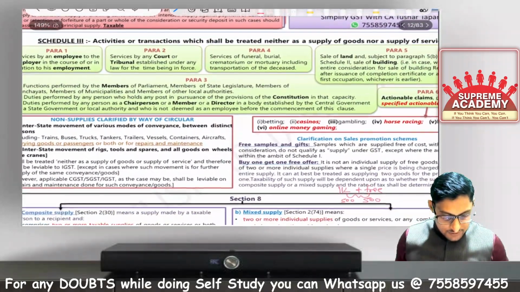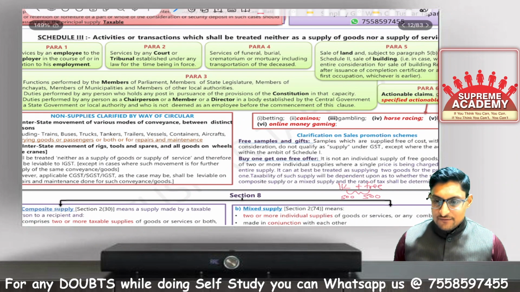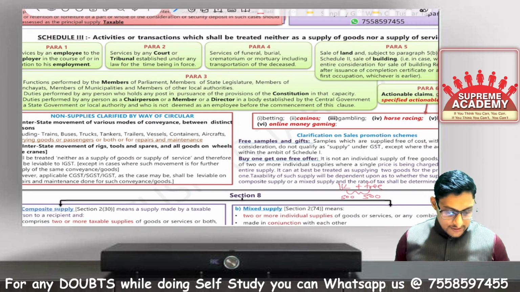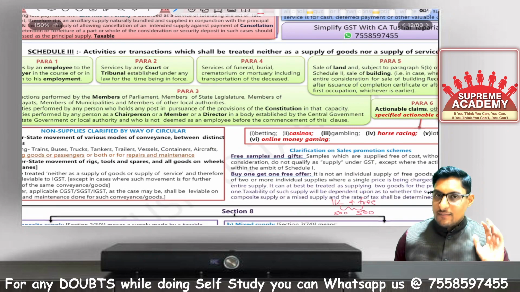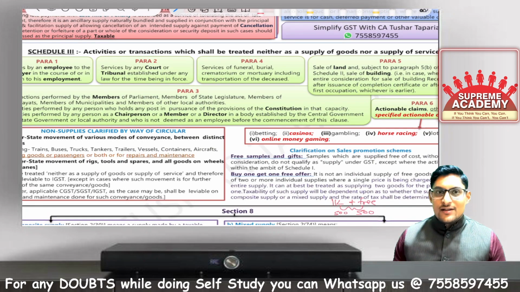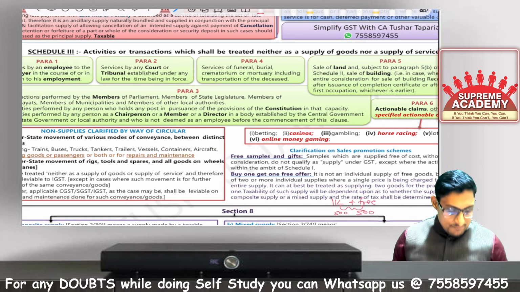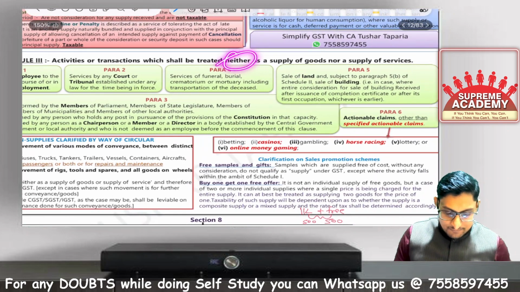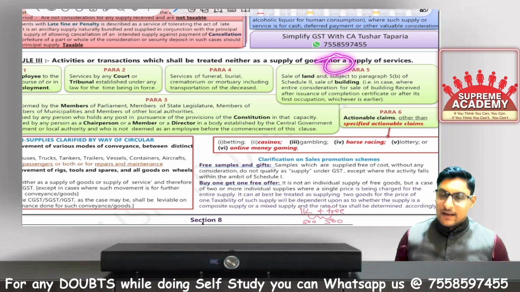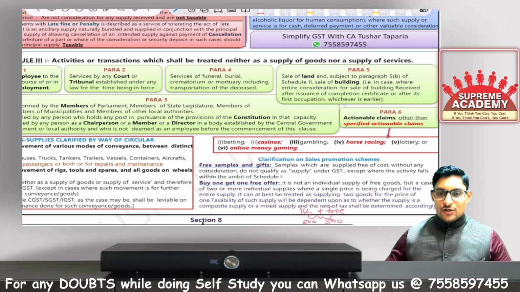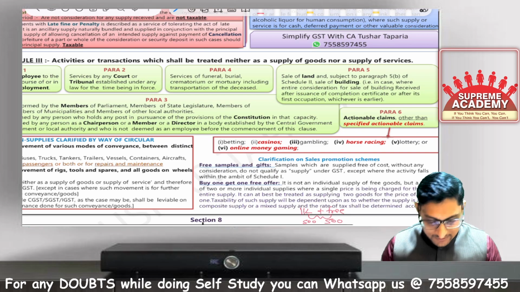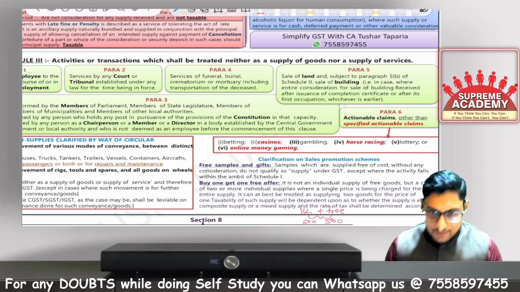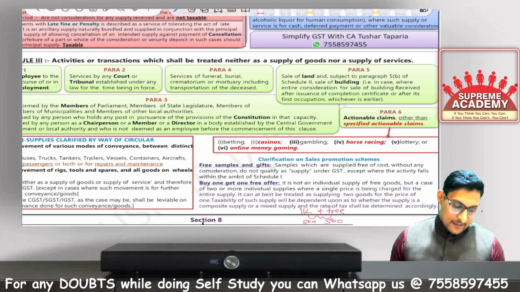Now we are going towards Schedule 3. Schedule 3 activities. What do you mean by Schedule 3? Sir, Schedule 3, remember Section 7(2)(a), supply excludes. It means activities or transactions which shall neither be a supply of goods nor a supply of service. It means you are excluding these activities from the definition of supply. This will be out of the definition of supply.